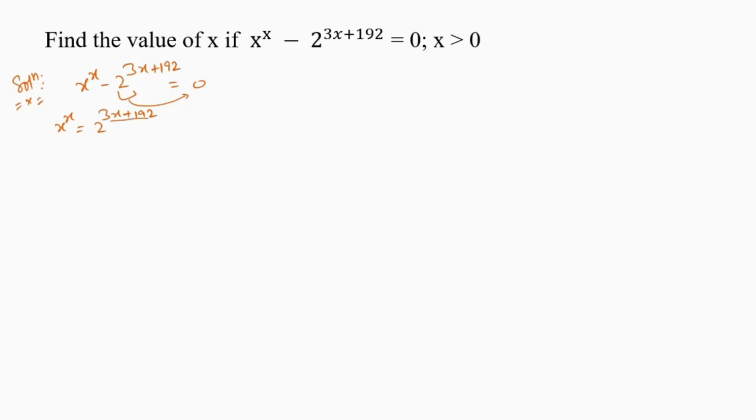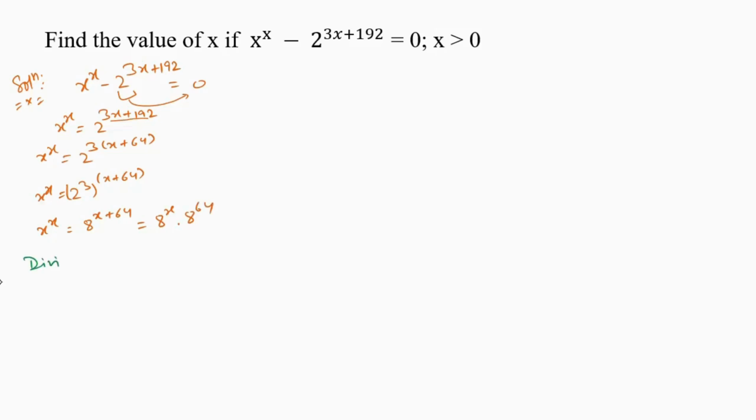We can take 3 common from this term. We get x raised to power x equals to 2 raised to power 3 bracket x plus 64. We can write right hand side as 2 raised to power 3 bracket x plus 64, and on solving right hand side we get 8 raised to power x plus 64. It can be written as 8 raised to power x times 8 raised to power 64.